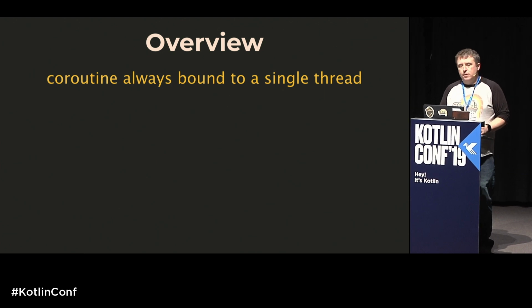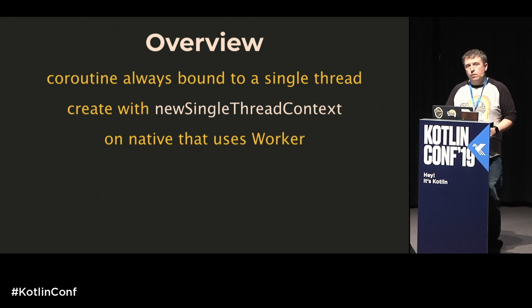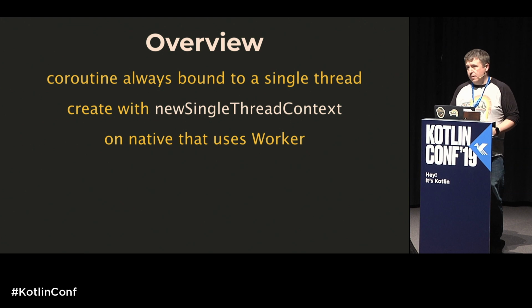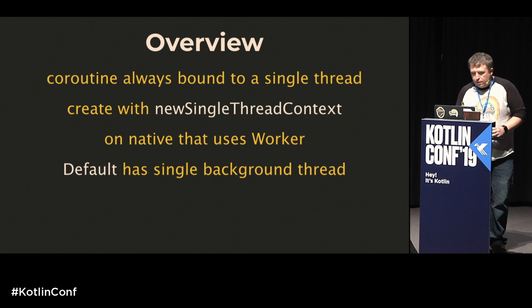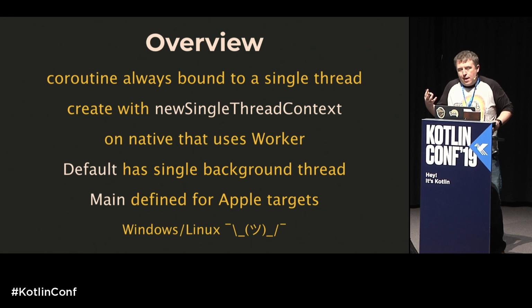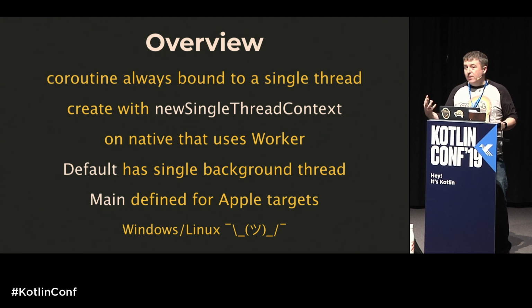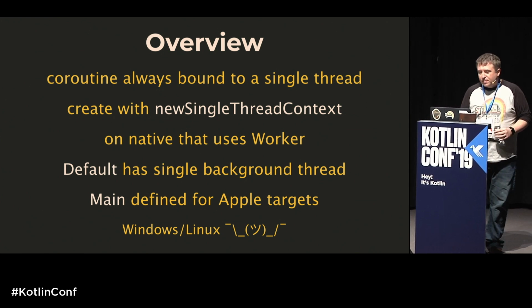The coroutine is always bound to a single thread, which is not really exactly the same as the JVM. It does have some implications. It is created by calling this thing. On native, it uses a worker underneath, your old friend worker. You can actually get access to that specific worker. It's probably not a great idea unless you really know what you're doing, but you can. Default has a single background thread, and main is defined for Apple targets, which is great if you're doing native mobile. And for Windows and Linux, there was something in the doc about it. I don't do Windows and Linux native development, so if you're super interested, you'll have to read it. But there's no main target, so I don't know how that works.